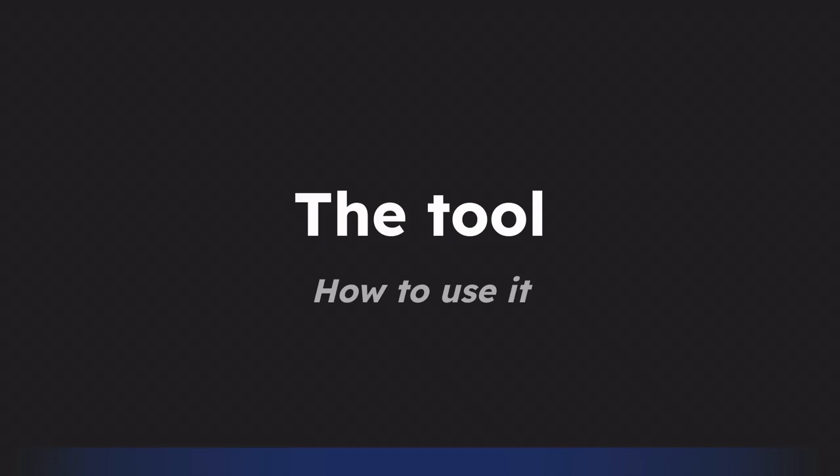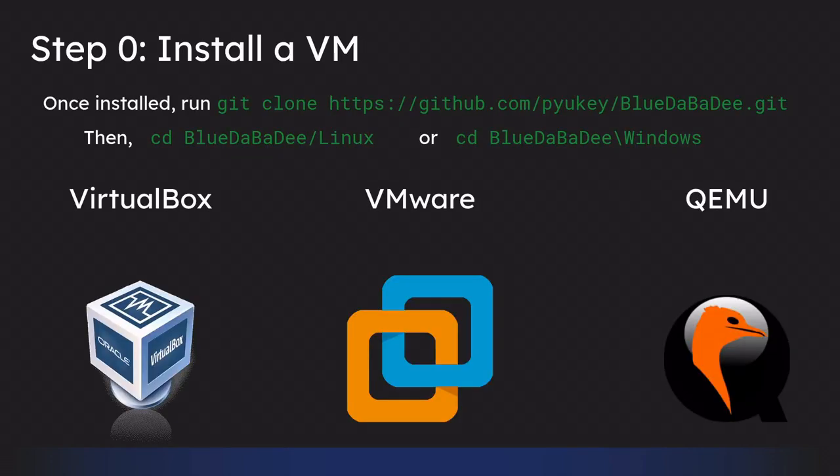So let's talk about how to actually use this. Step zero, you want to install a virtual machine. The reason being, you don't want to plant vulnerabilities on your local machine. That is a bad idea because you don't want to be vulnerable. So we highly recommend you first install a VM.